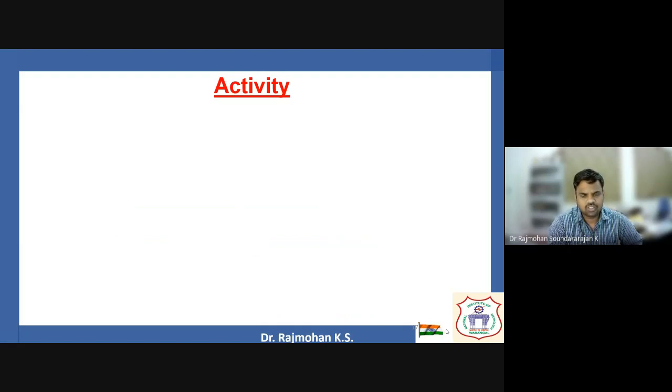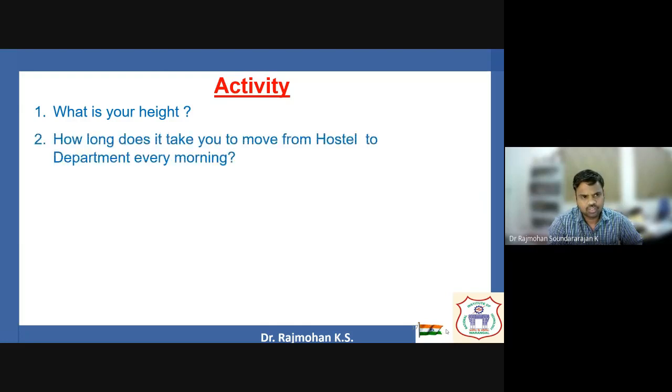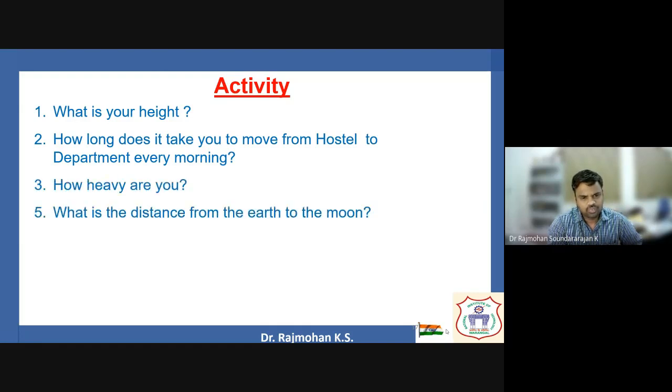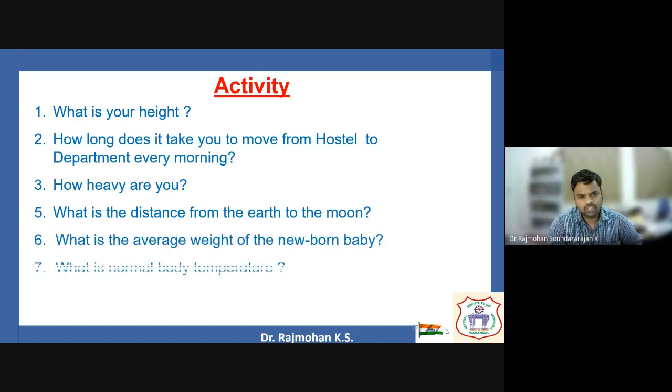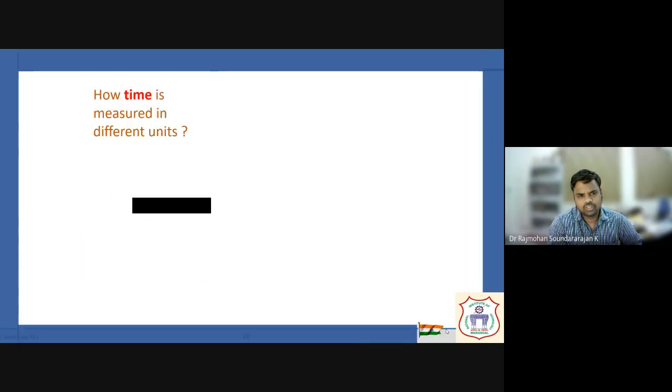Okay, to start with, will you comment on these values, whatever question is asked? Will you comment, what is your height? How long does it take you to move from a hostel to your department every day? How heavy are you? What is the distance from the earth to the moon? What is the average weight of a newborn baby? What is our normal body temperature, human body temperature?